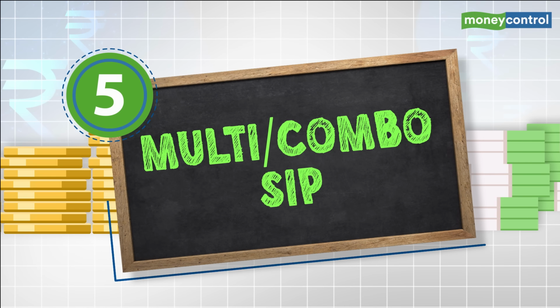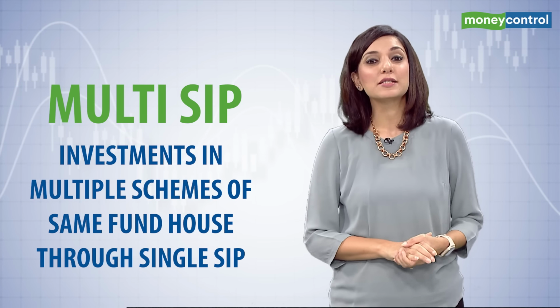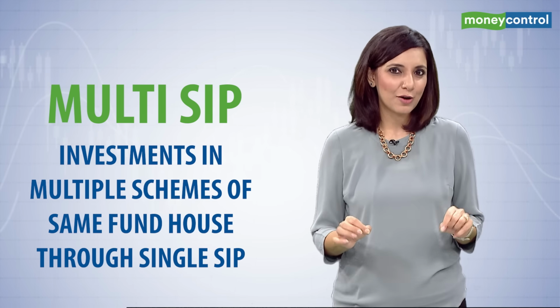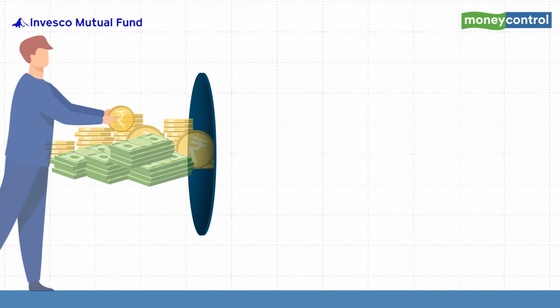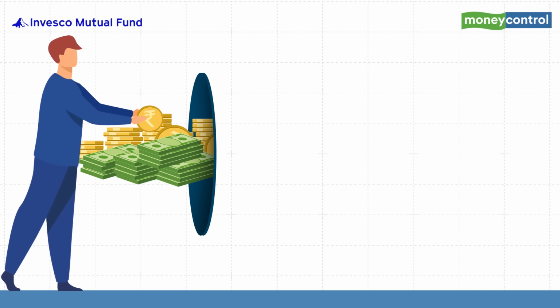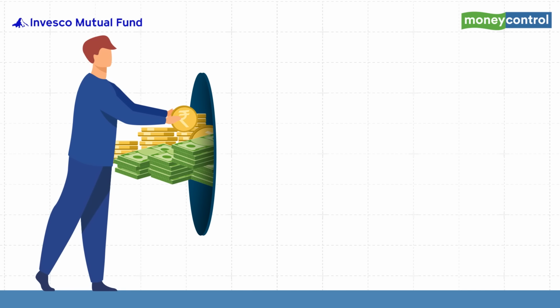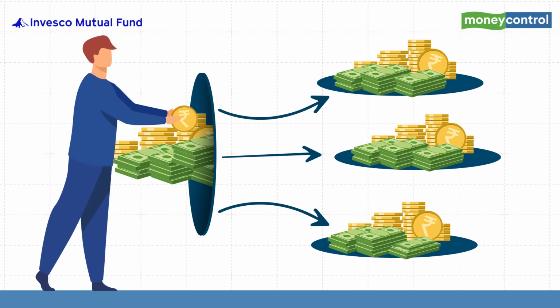Next is the multi-SIP, or what is also called a combo SIP. Now this is for those who require ease and convenience of transactions. So a multi-SIP allows a person to invest in many or multiple schemes of the same fund house through a single SIP or transaction. So for you as an investor, it will feel like just a single SIP. But on the part of the fund house, once the money comes in, it will be bifurcated into the different schemes that you have chosen.